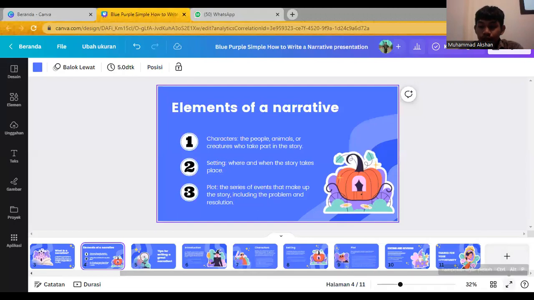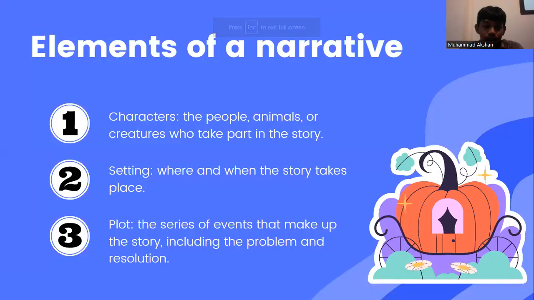Okay, we repeat the elements of a narrative. Number one, characters. Number two, setting. And number three, plot. Plot is the series of events that make up the story, including the problem and resolution.